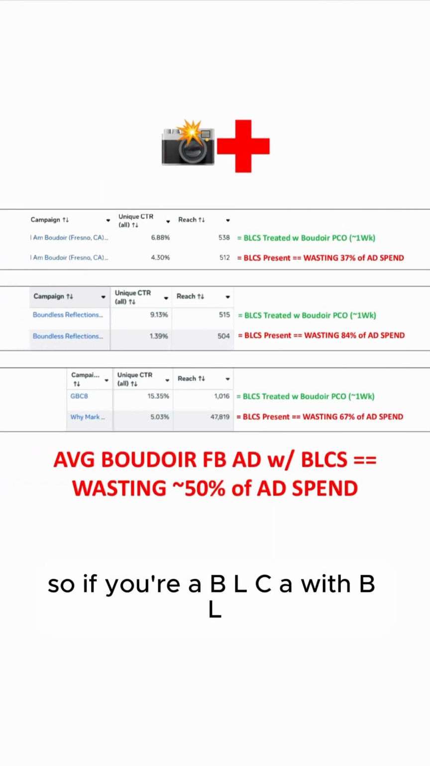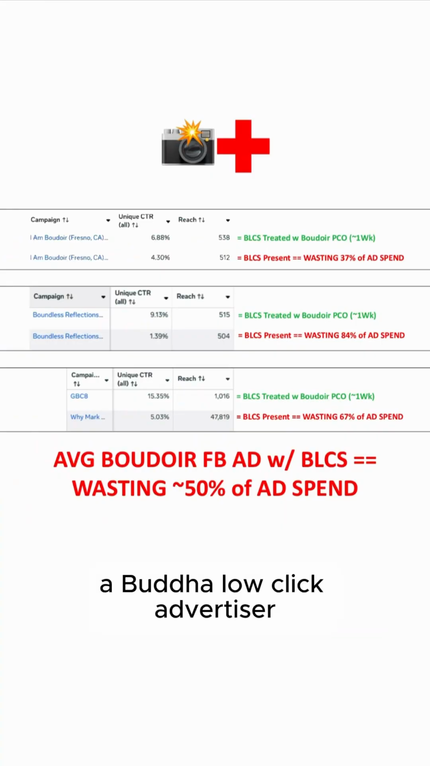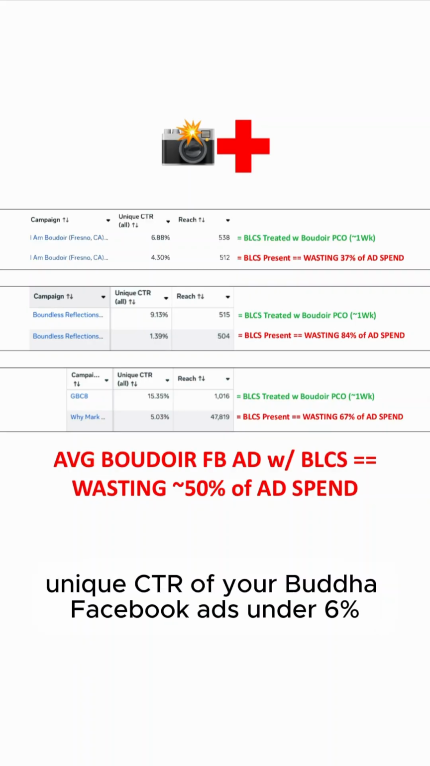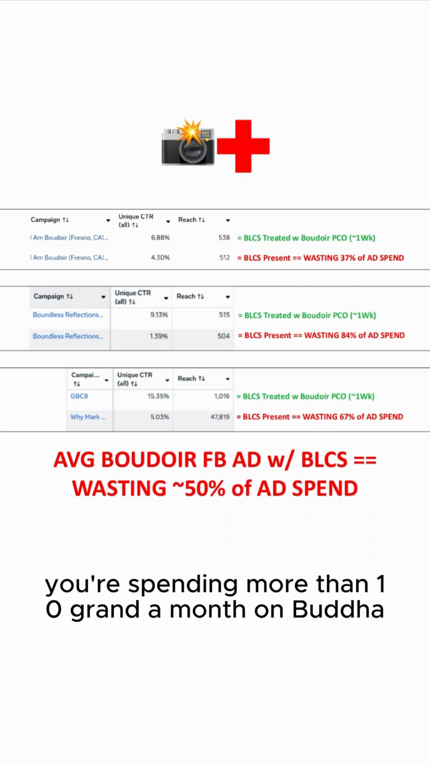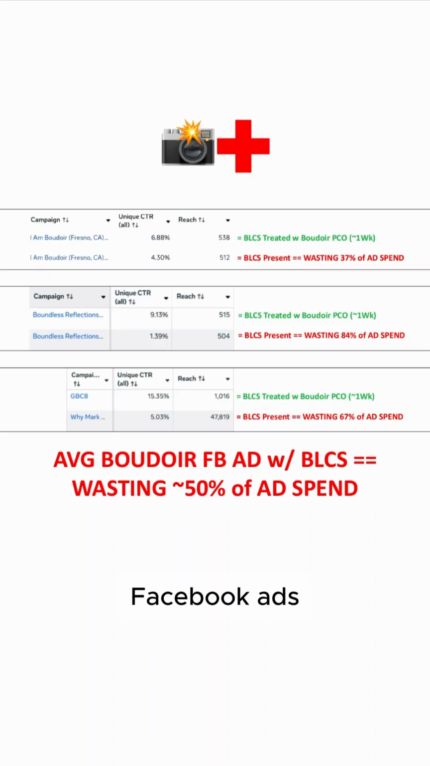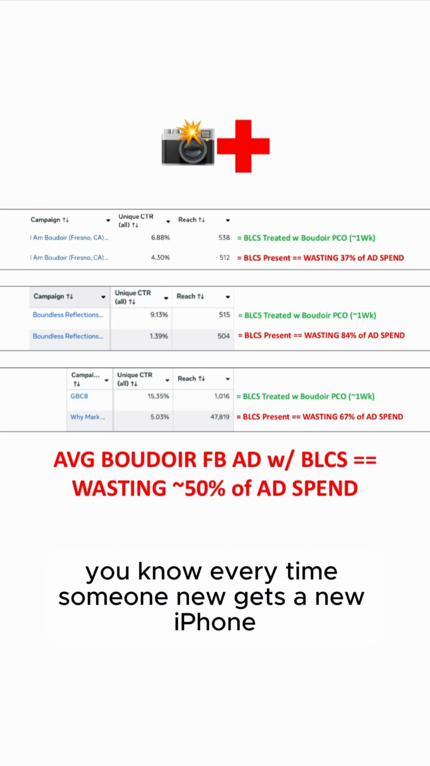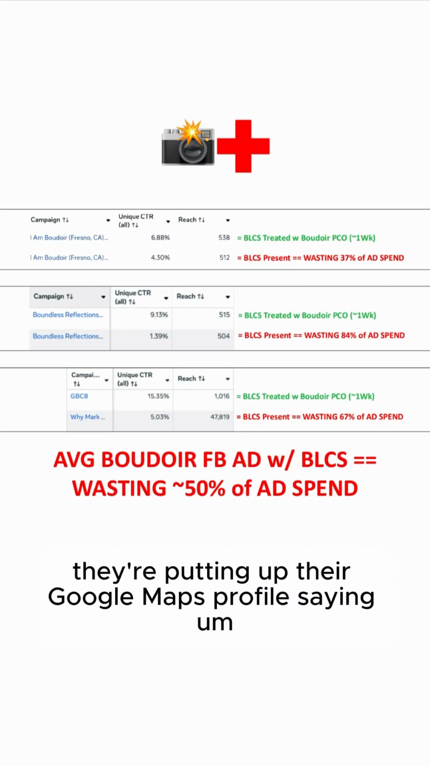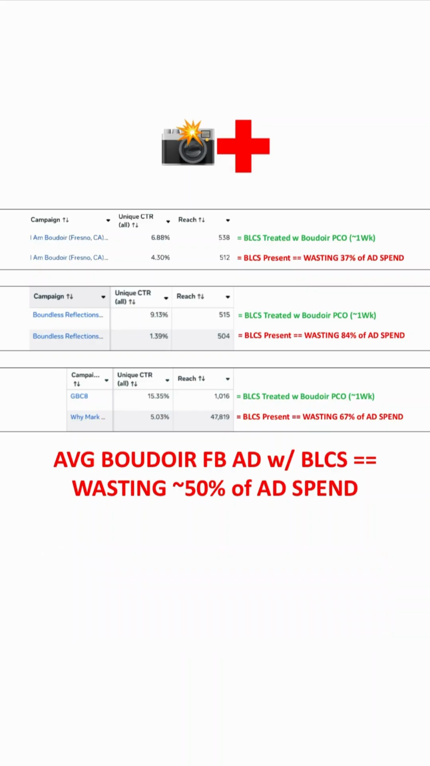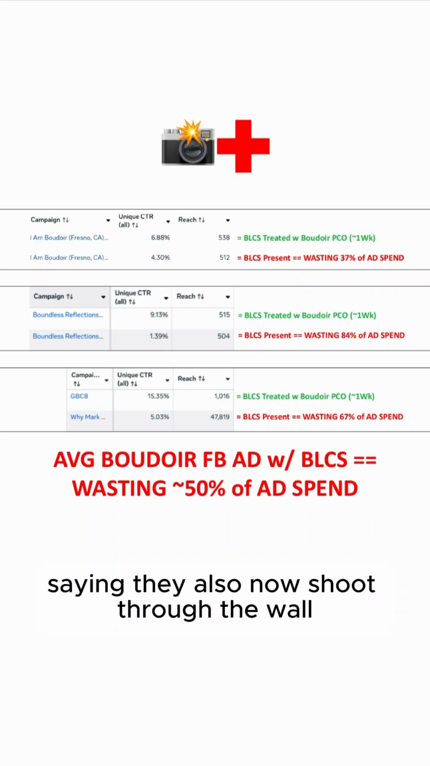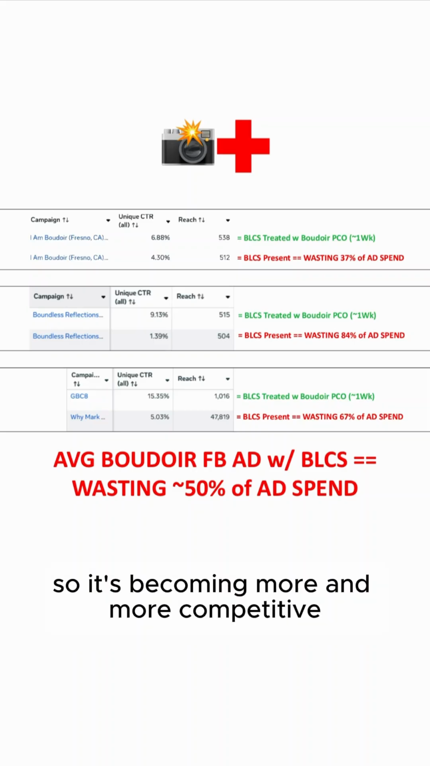So if you're a BLCA with BLCS, a boudoir low click advertiser with boudoir low click syndrome, unique CTR of your Boudoir Facebook ads under 6%, and you're spending more than 10 grand a month on Boudoir Facebook ads, and you see the market getting more and more saturated. Every time someone new gets a new iPhone, they're putting up their Google Maps profile saying that they now shoot boudoir, or they got a new camera. Now they're in the mom group saying they also now shoot boudoir. It's becoming more and more competitive, more saturated.